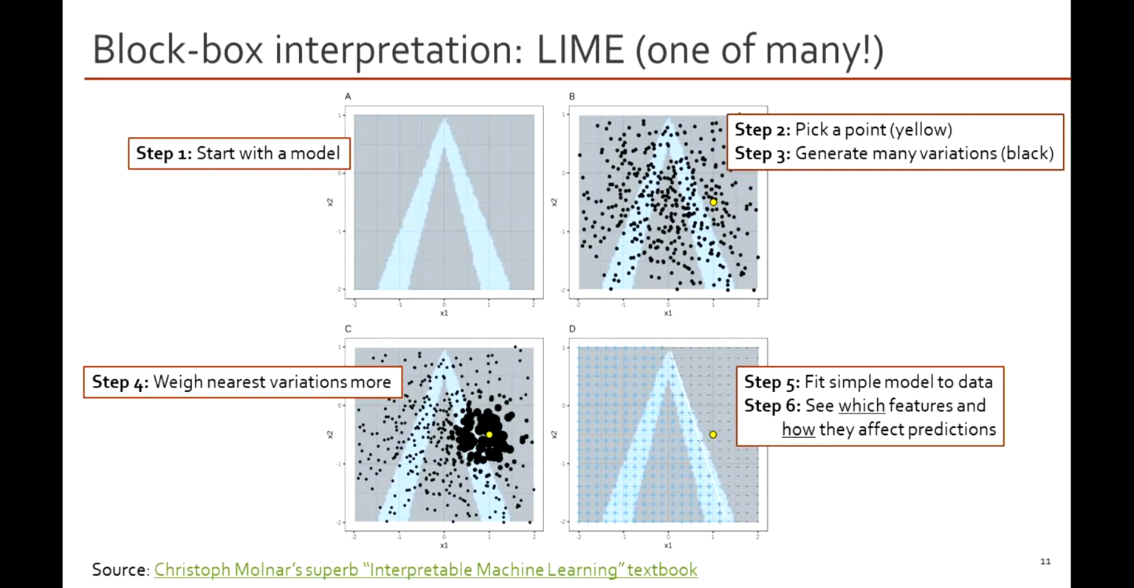Once I have that model, I'll take an individual prediction, like the one I highlight in yellow. I'll then make many variations of the input features for that prediction and weigh the ones that are nearby my target prediction more. I evaluate each of those nearby variations, predict the outcome of my machine learning model for each of them, and train a simple machine learning model to come up with a very simple model form.